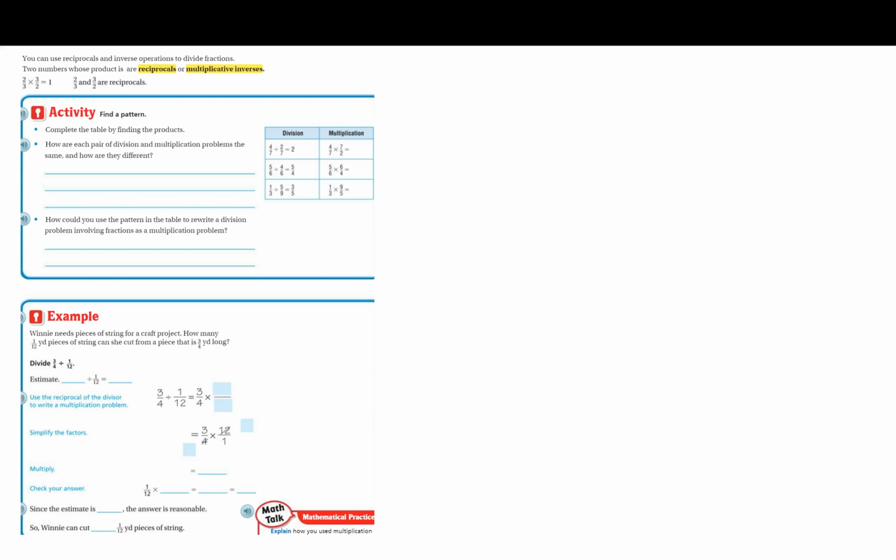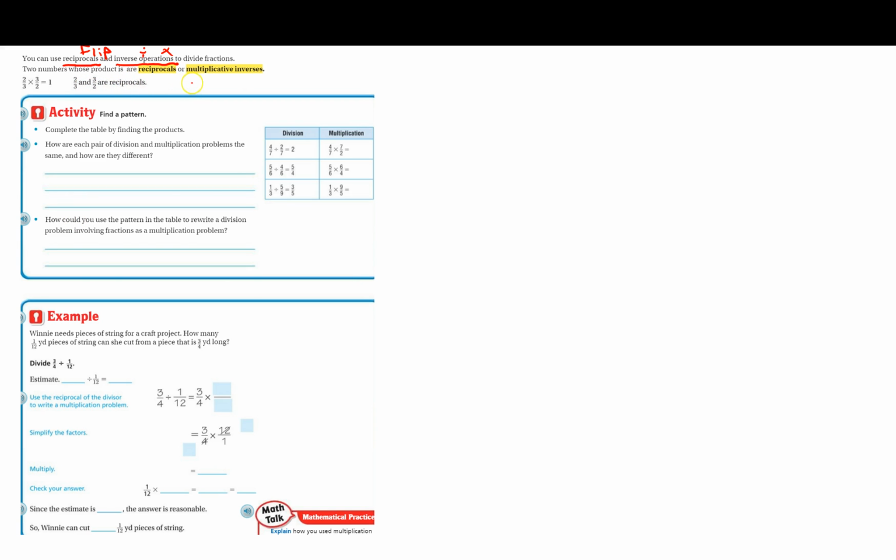So let's take a look right there at the top. You can use reciprocals and inverse operations to divide fractions. What that complicated sentence means is you can use copy, change, flip. The reciprocal is the flip part. And inverse operations mean you take the division problem and change it to a multiplication problem. So you can use reciprocals and inverse operations to divide fractions is basically saying you can use copy, change, flip.